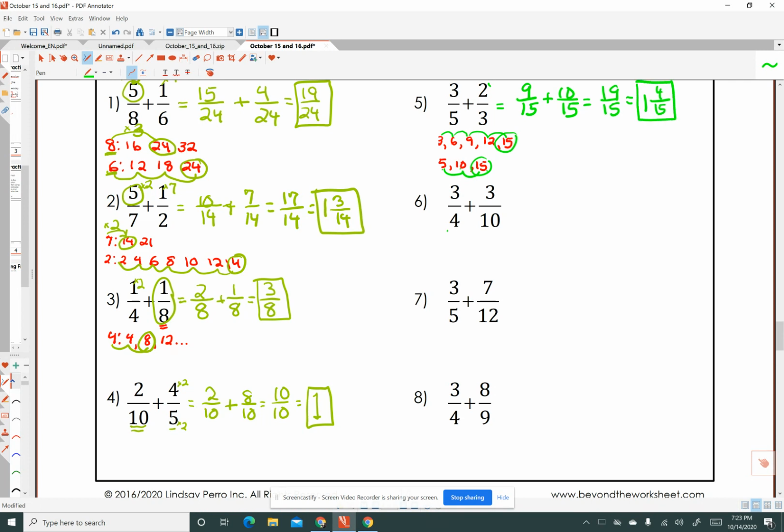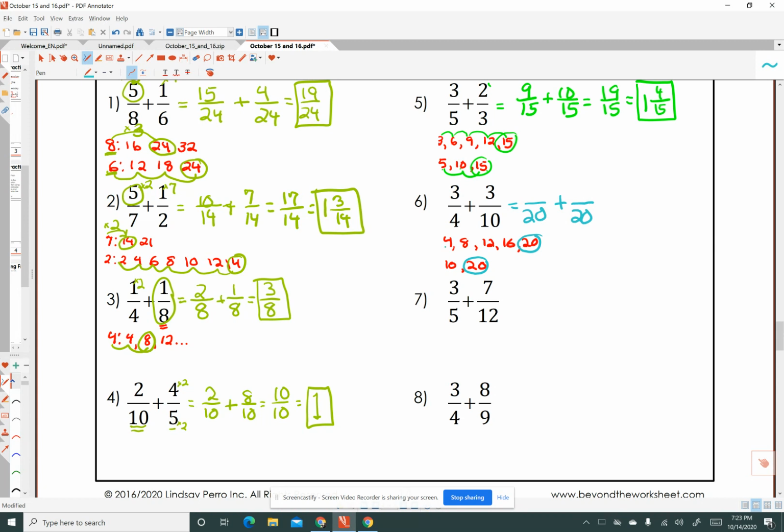Okay, so 10 is not a multiple of 4, so we have to look for multiples. I'm doing mostly red for looking for multiples today. Multiples of 4 are 4, 8, 12, 16, 20. Multiples of 10 are 10, 20. Well, look, we've got a least common multiple here. So this will be our least common multiple, our new denominator for both numbers.